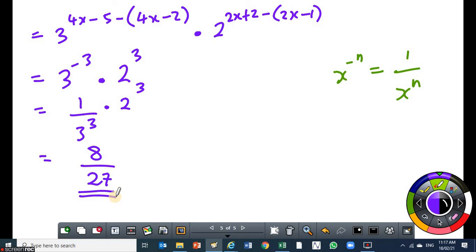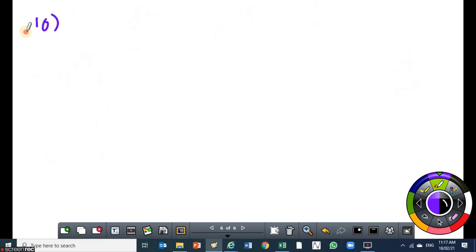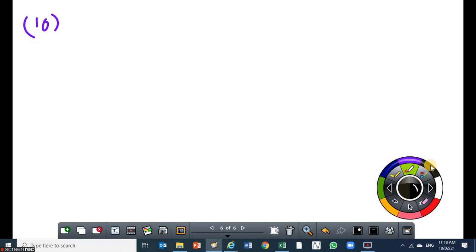If you don't have a question, then let me try to do the last one. I'll try to move quickly. Number 10. Now with number 10, we are going to use factorization because there's addition there. So it's 3 to the power of x plus 3 to the power of x plus 1, all over 8.